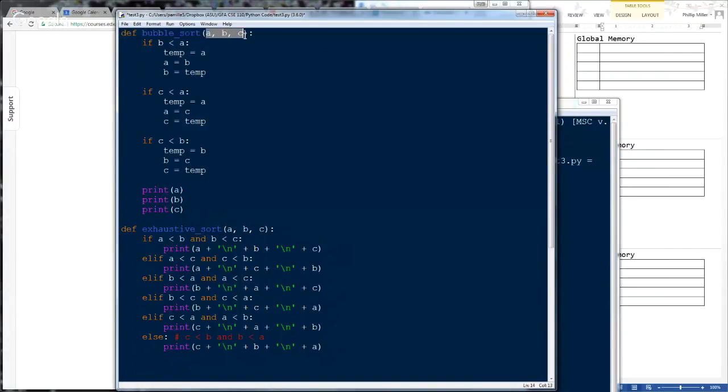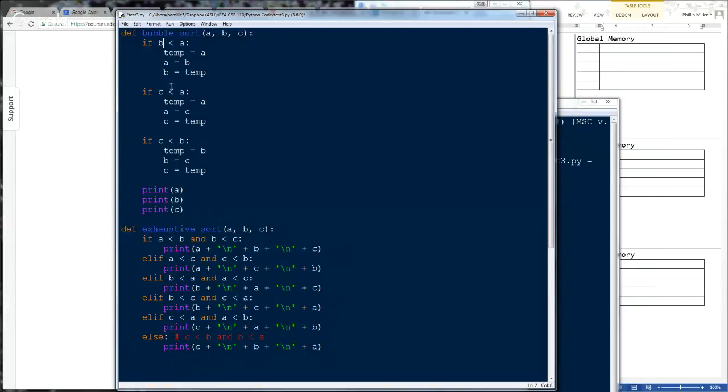So we've got these 3 items that we want to output in order. And so the first thing we're going to do is check to see if B should come before A. Then we're going to swap A and B. We do that by temporarily storing A in temp. Then we can store B in A, and then we can store what was in temp in B. And so this is just a simple 3 lines of code that swap the values of A and B.